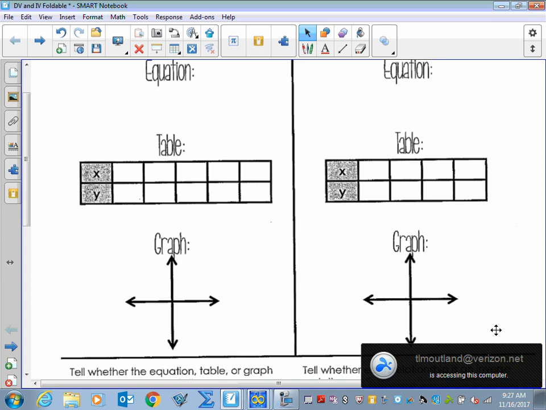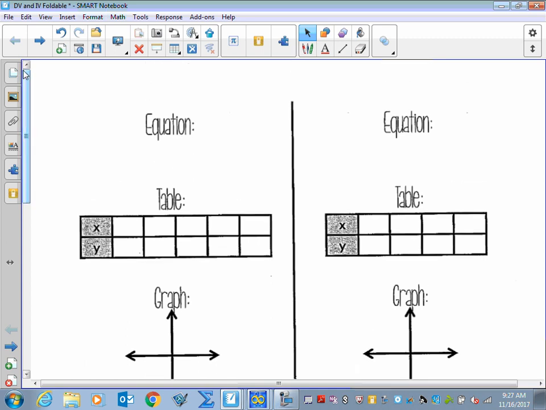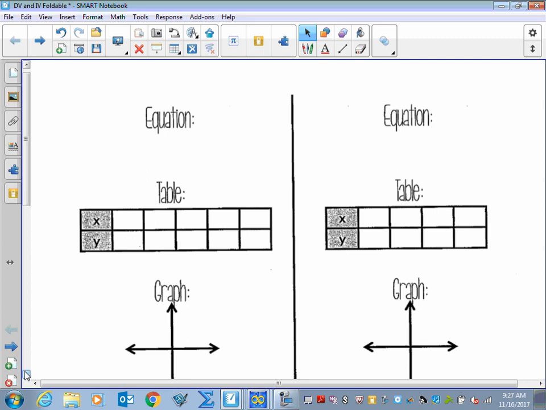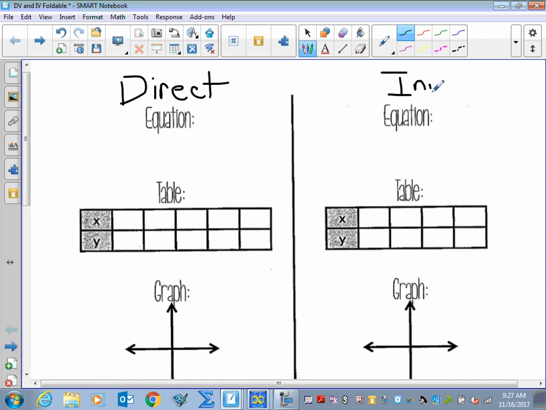Right, guys, so you will be using the foldable to fill in. Our lesson today is on direct variation and inverse variation. So really, we're going to review direct variation first. This will be the direct side over here, and this will be the inverse side. So one side will be direct, one side will be inverse.